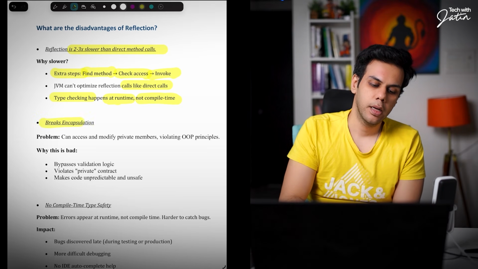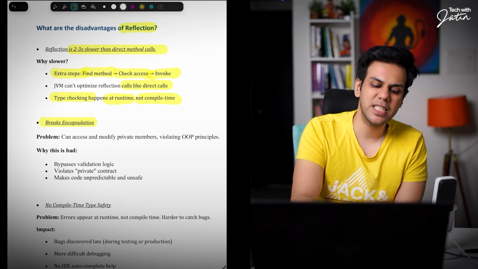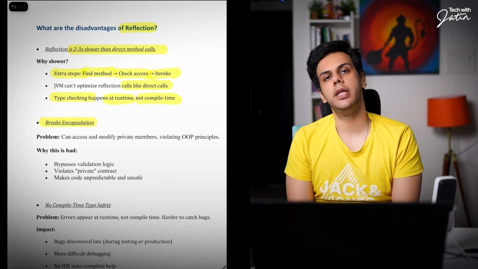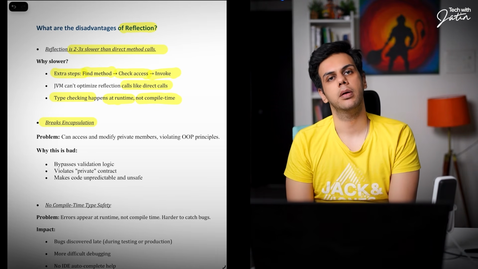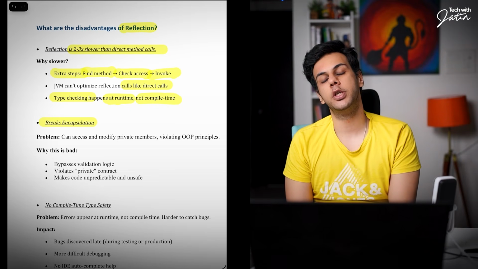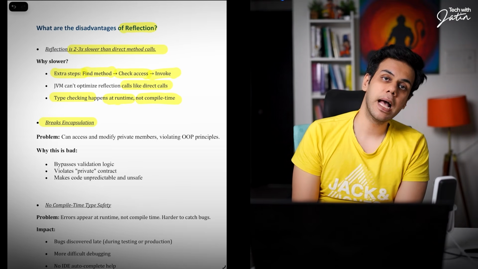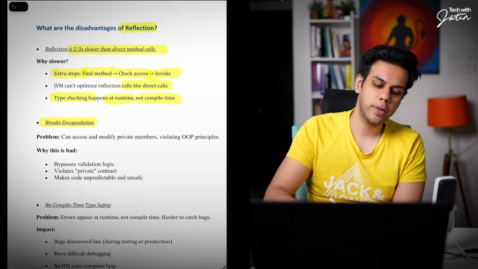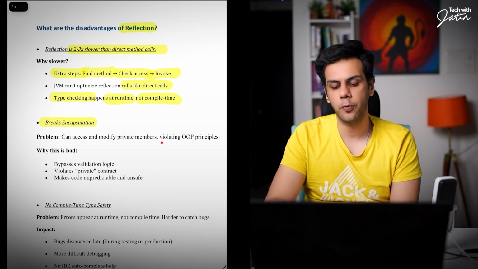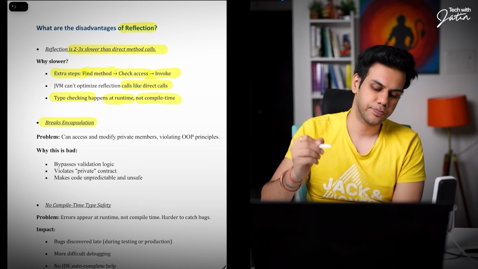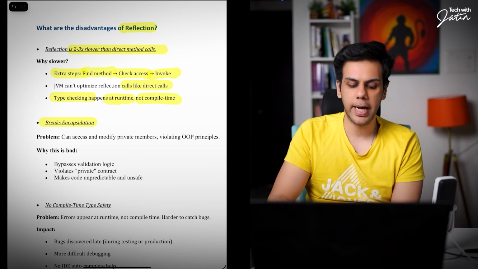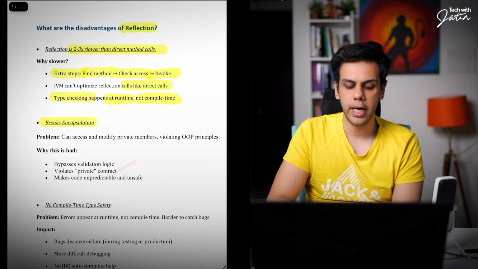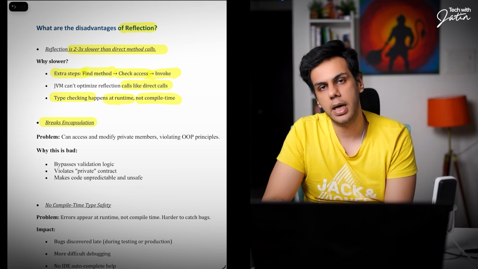Second point, the disadvantage of reflection is that it breaks object-oriented concepts. It breaks your encapsulation rule. Variables should always be private. But when I'm using reflection, I can modify that. I can access private variables outside the class, which is actually a bad practice. So you can access and modify private members, which violates the entire object-oriented principle. So why is this bad? Because obviously you're bypassing the validation logic. You violate the private contract and make the code unpredictable and unsafe.